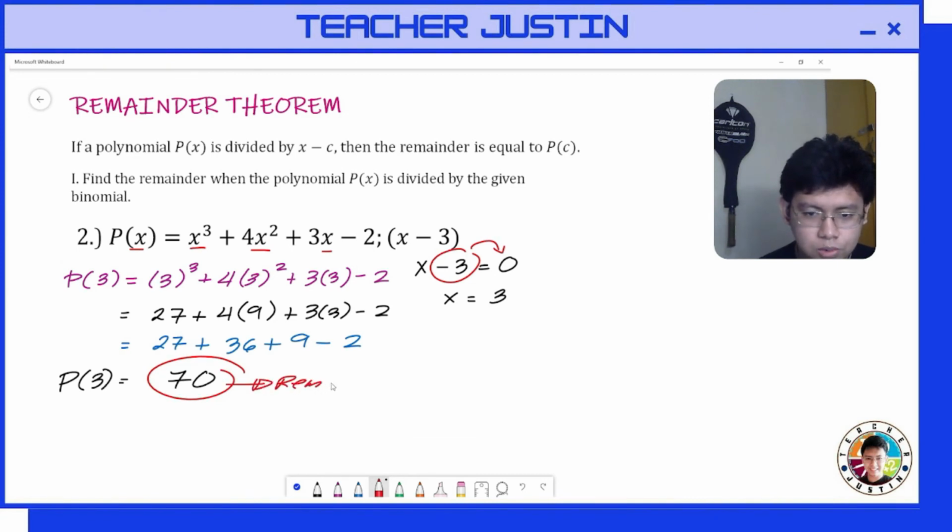So to answer the question, what is the remainder? When we divide this polynomial by this binomial, our remainder will be 70. And that's our final answer. Alright, ta-da! And that is it.